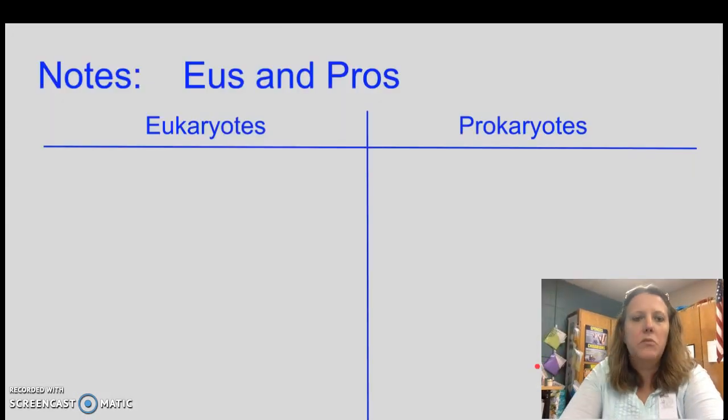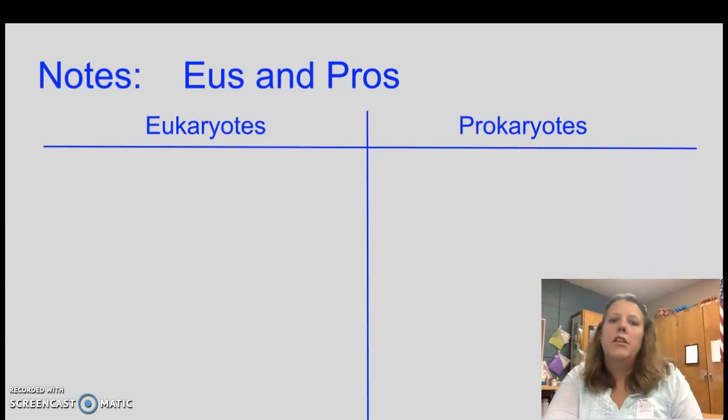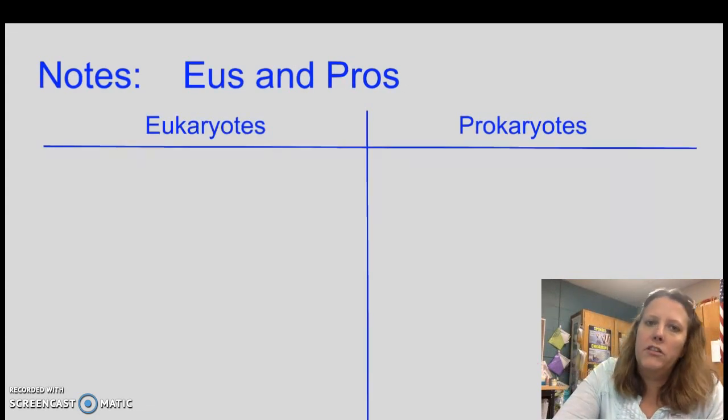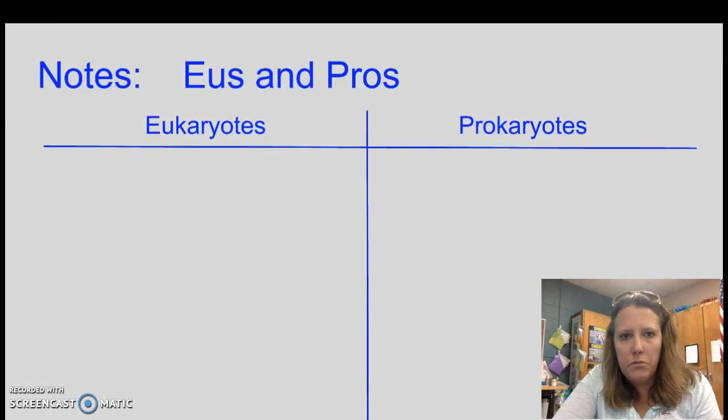So I'd like you to take some notes in your science notebook on eukaryotes and prokaryotes. And just to shorten it, I'm going to call them Eus and pros. And we'll take two-column notes. On the left-hand side, you're going to write notes about eukaryotes. And since this is a versus, on the right-hand side, you're going to write notes about prokaryotes.